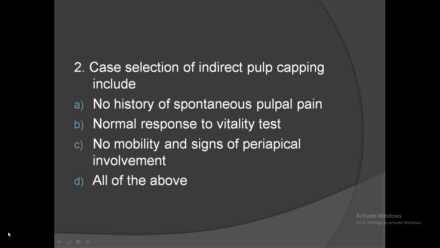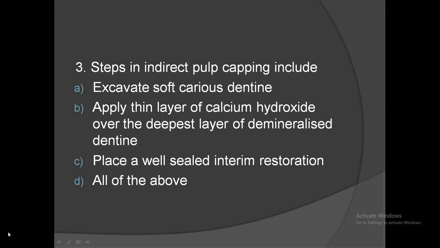Number 2 is case selection of indirect pulp capping include no history of spontaneous pulpal pain, normal response to vitality test, no mobility and signs of periapical involvement, or all of the above. Third is steps in indirect pulp capping include excavate soft carious dentine, apply thin layer of calcium hydroxide over the deepest layer of demineralized dentine, place a well sealed interim restoration, or all of the above.